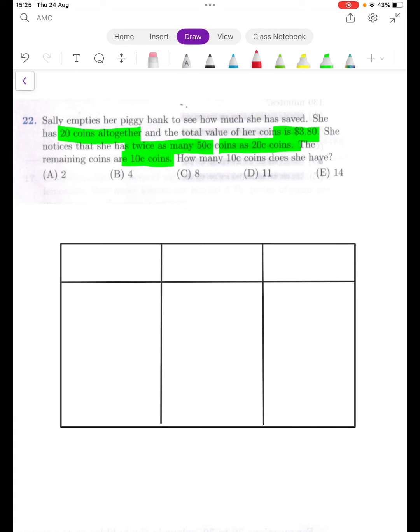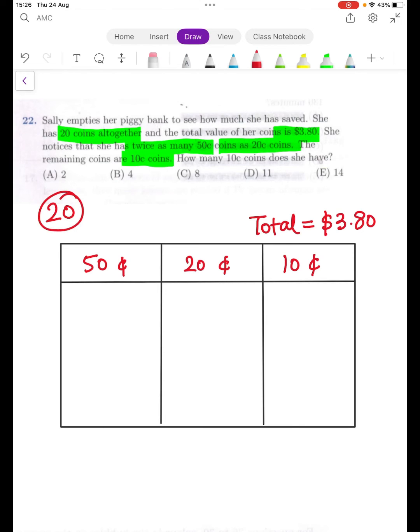Now, in order to work this out, I made a table to help us, and we know that she has only 3 types of coins. She has 50-cent coins, 20-cent coins, and 10-cent coins. We do not know how many, but we do know that the total of all her coins is $3.80, and she must have 20 coins in total. Now let's see the different scenarios in which this is possible. Whatever number of 20-cent coins she has, she has double that number of 50-cent coins. So let's start with the easiest one.